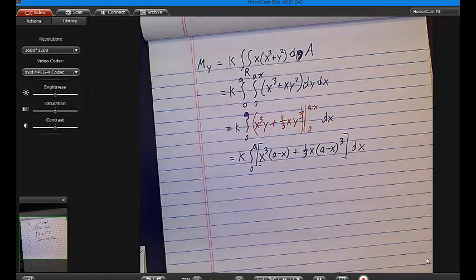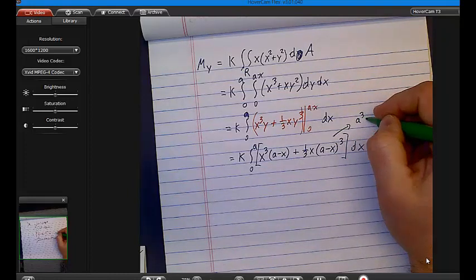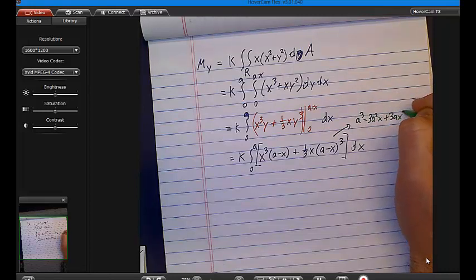Or should I just expand it all out? Are you sure? That's what I did, and there's got to be a better way to do it. I mean, I already had it expanded from step one. Expanding's not as bad as you think. I mean, it's a cubed minus 3a squared x plus 3ax squared minus x cubed, right?